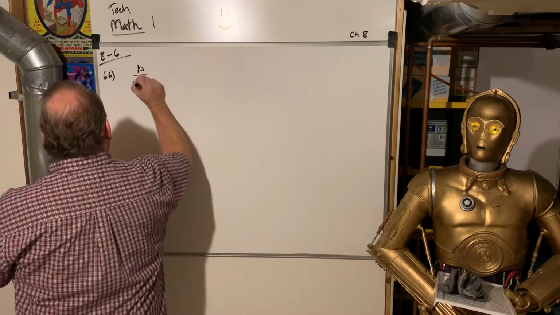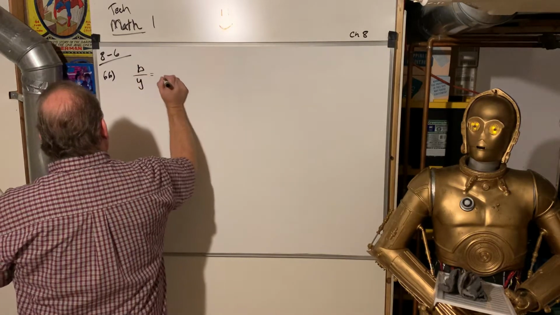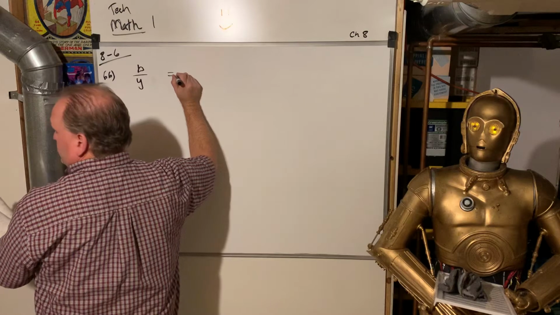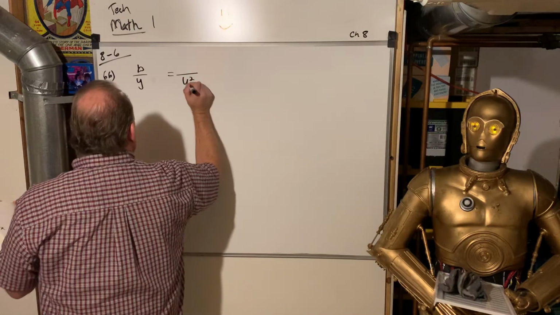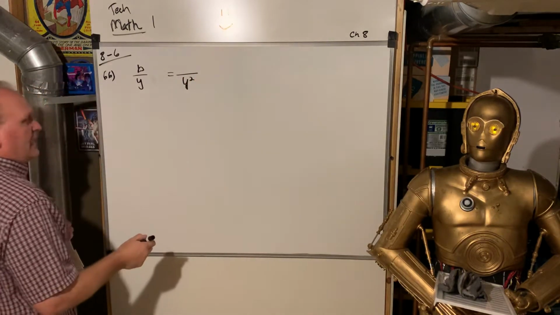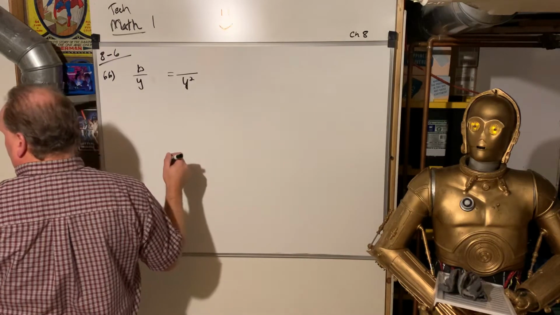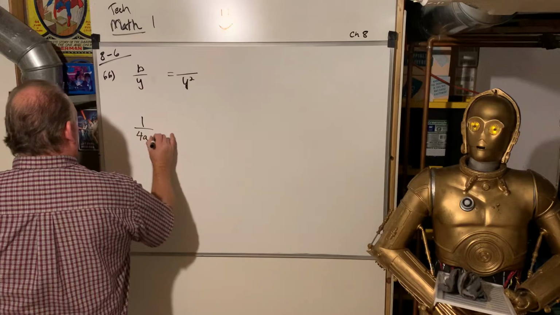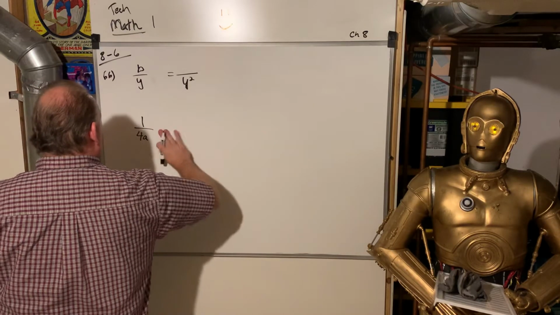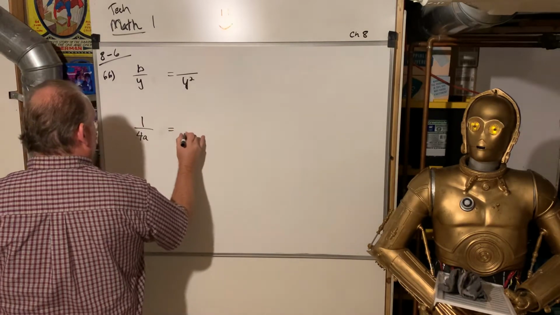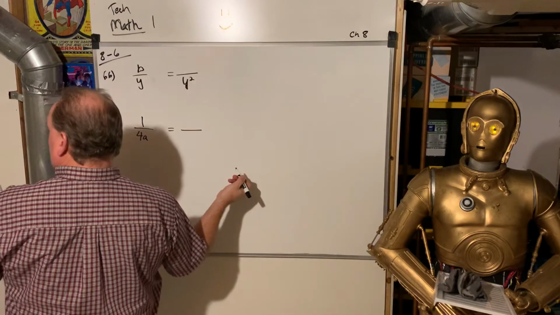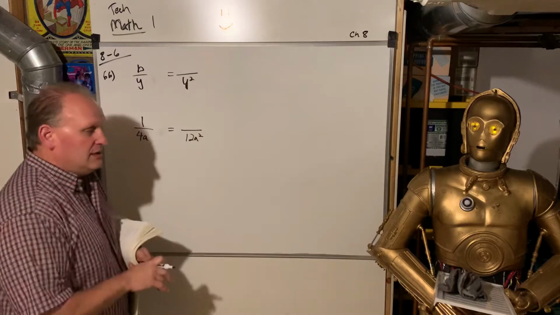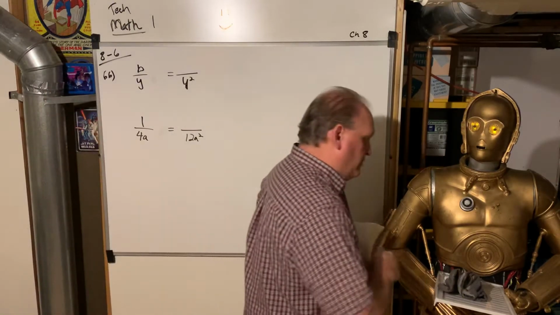We have b over y multiplied by something equals y squared, and then they have a question mark on the top. And the other one is 1 over 4a multiplied by something is equal to, let's see, what do they want? 12a squared. Okay, so all you're doing here is, you've done this before, likely.